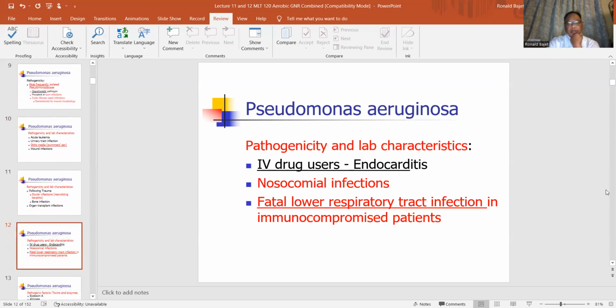IV drug users. One of the nosocomial infections. One of the nosocomial causes, fatal lower respiratory tract infection. So lower respiratory tract infection is below the bronchus. It's the lower parts of the lung. Okay, and when the infection gets to be that bad, that kind of infection is seen in immunocompromised patients.